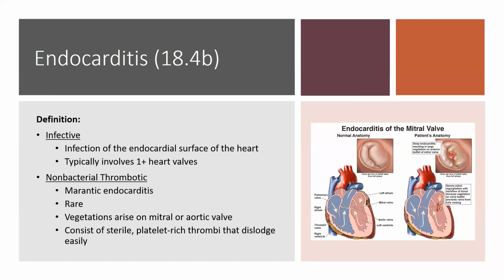So there is a non-bacterial thrombotic endocarditis. It's very rare. It's typically seen on mitral and aortic valves, and it's platelet-rich thrombi that dislodge easily and that are sterile. So if you sampled the vegetations on those valves in non-bacterial thrombotic endocarditis, no bacteria would grow out of them. Versus a typical infective endocarditis, if we sampled this, we'd find some bacteria that grew out. For example, this is strep endocarditis.